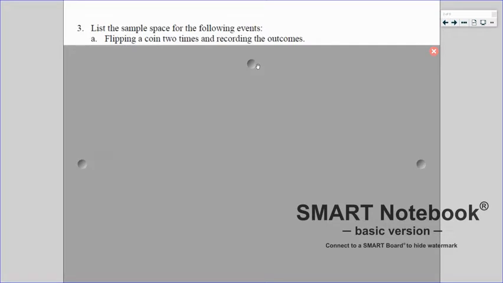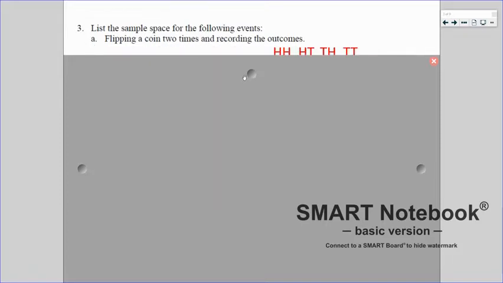List the sample space for the following event. So now we're just understanding what a sample space is. That is listing the possible outcomes, flipping a coin 2 times and recording the results. So there are 4 different possibilities.